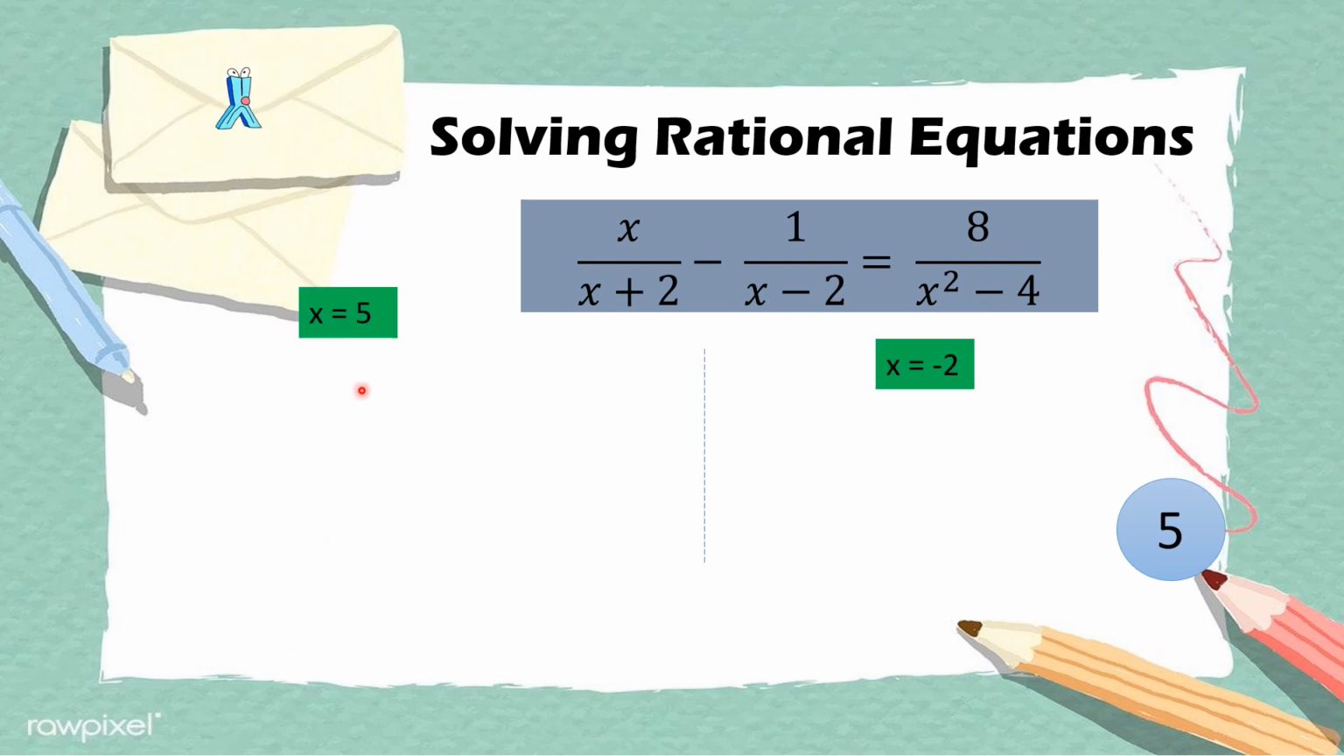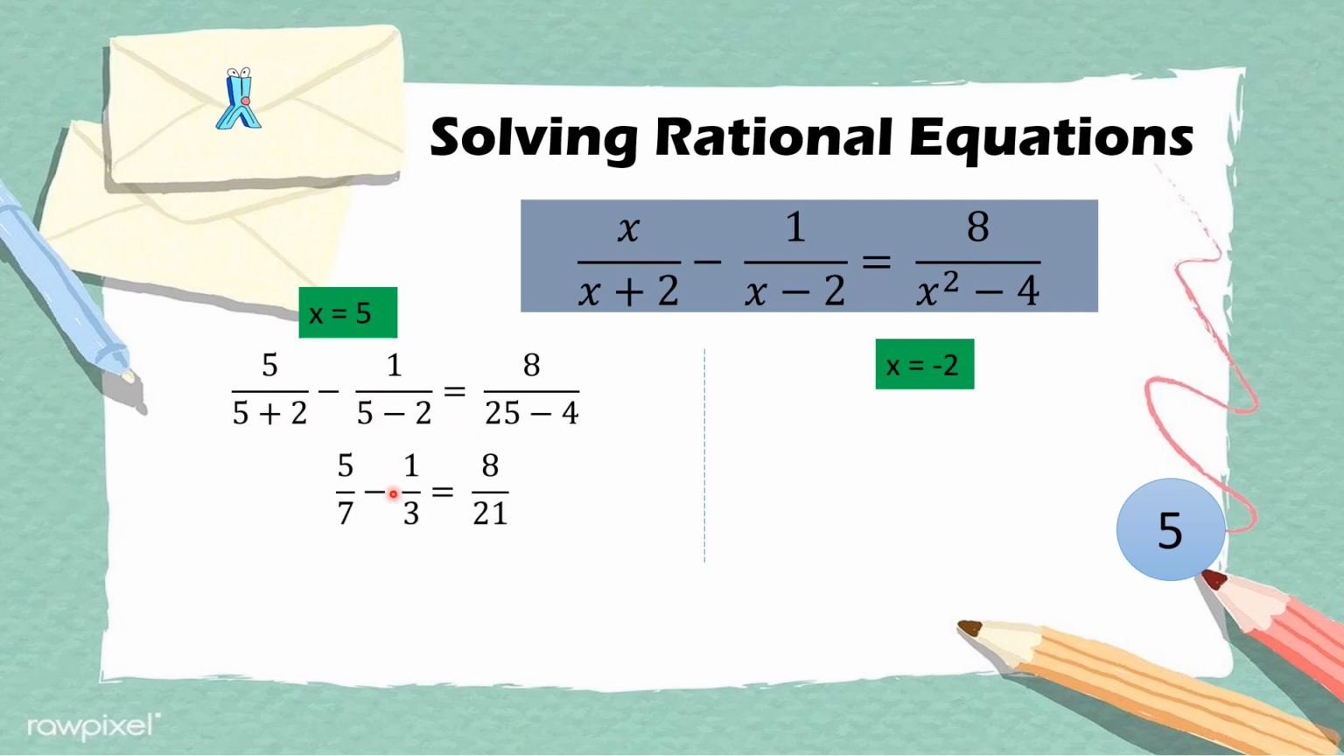Okay, we will now check if 5 is a correct solution using the original equation. So x equals 5 will be our replacement value. So x over x plus 2 is 5 over 5 plus 2 minus 1 over 5 minus 2 equals 8 over x squared minus 4. So x squared, which is 5 squared, equals 25. 5 over 7 minus 1 over 3 equals 8 over 21.